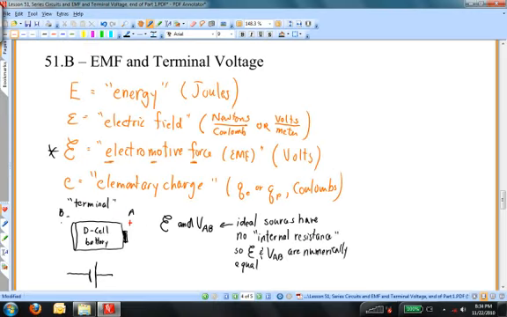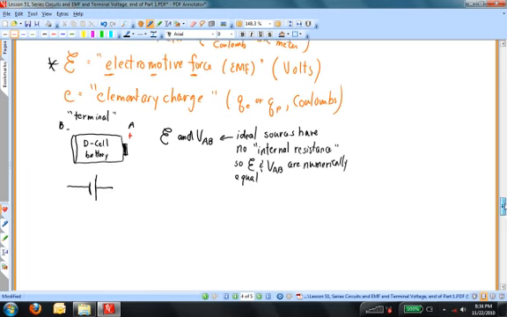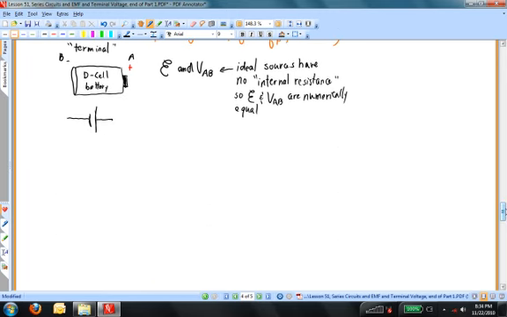I would venture to guess that more than 90% of the kinds of problems you're going to solve for the AP preparation and the AP exam are going to have ideal sources of EMF. But then there is that 10% that's left over, and that's what we want to concern ourselves with now. What happens when there is internal resistance in our source of EMF? How do we handle that? We might begin by asking ourselves, what do we mean by internal resistance?